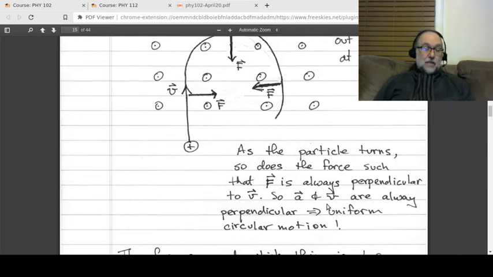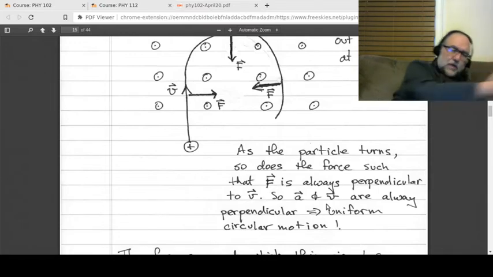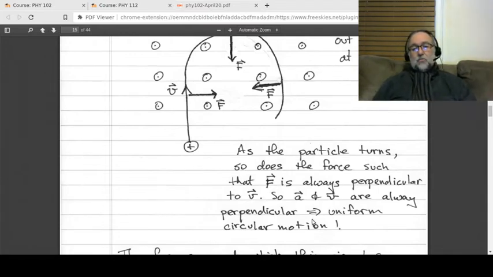And whenever you have velocity and an acceleration perpendicular to the velocity, the acceleration is not speeding it up or slowing it down. It's always turning it. And that's uniform circular motion, that we studied last semester.